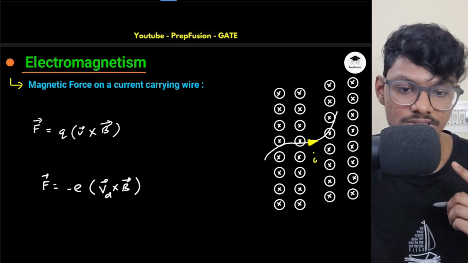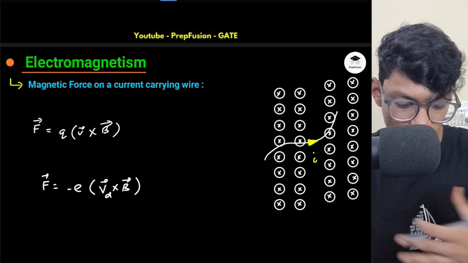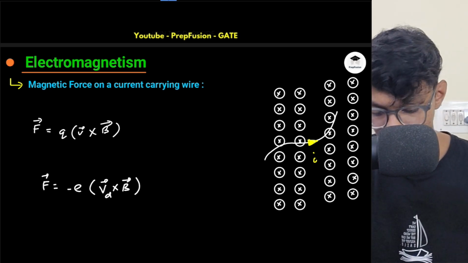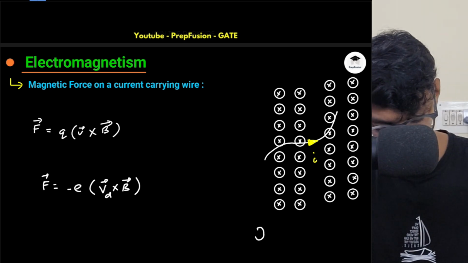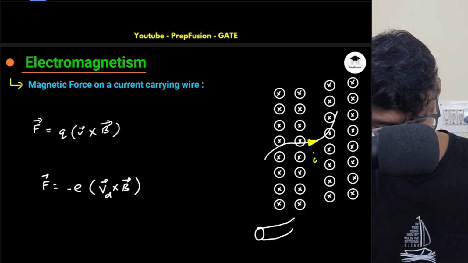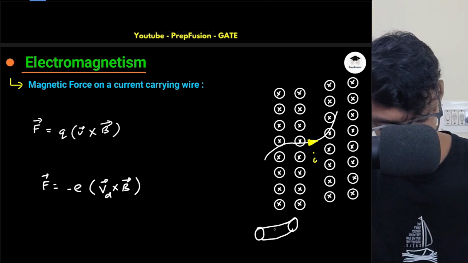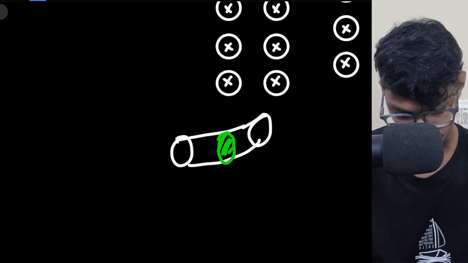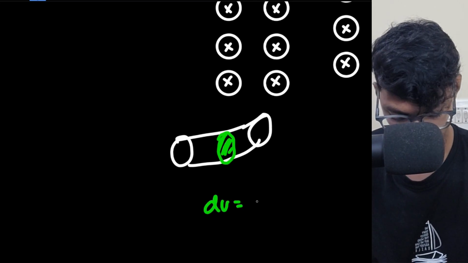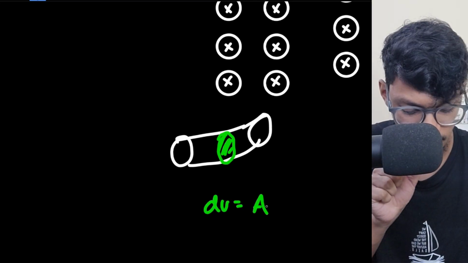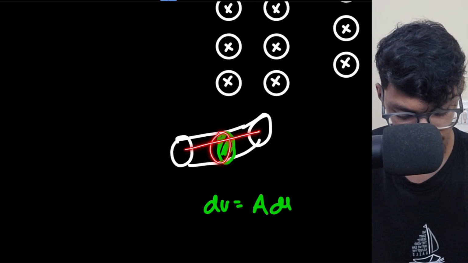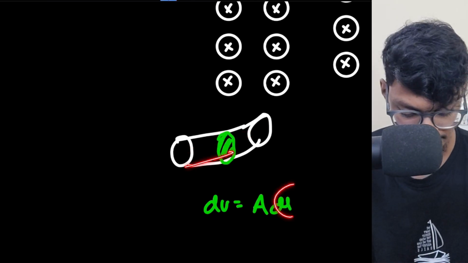Now what can I say? How much charge is actually going through a wire at a particular time? So I have a wire like this. How much charge is crossing through this? This is a small volume dV. I'm just zooming in on this current element. What will be the small volume? It will be A dl. The cross section is the same, it doesn't differ, just a small dl length.